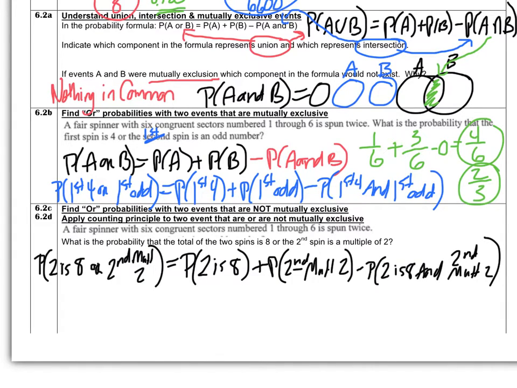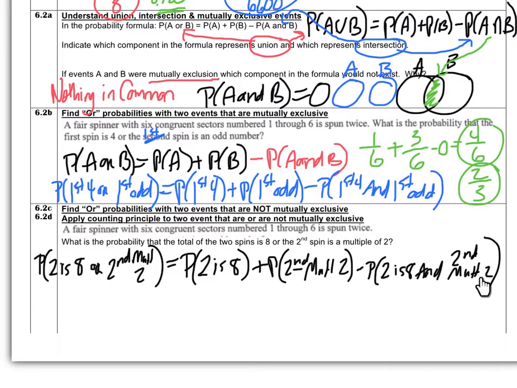So the formula would read, what is the probability the sum of the two is 8, or the second is a multiple of 2. Just break it into this. First find the probability the sum of the two is 8, add to it the probability that the second is a multiple of 2, but then subtract out if both can happen at the same time. That is, the sum of the two is 8, but at the same time, the second is a multiple of 2.